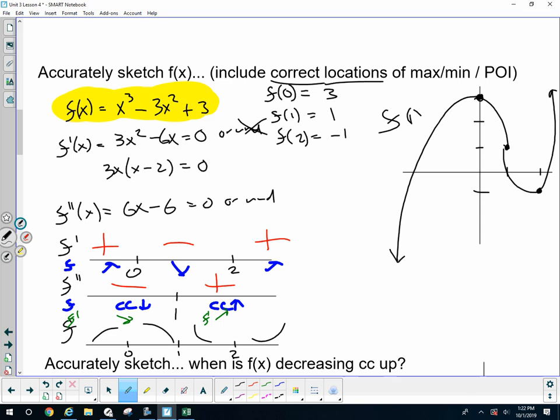We just did a phenomenal job sketching that function without the use of a calculator. And that's pretty much what this unit is all about: understanding what a function looks like, its characteristics, its behaviors, by analyzing the signs of its derivatives. Hooray.